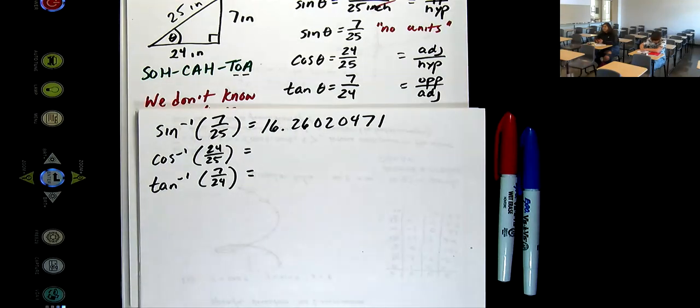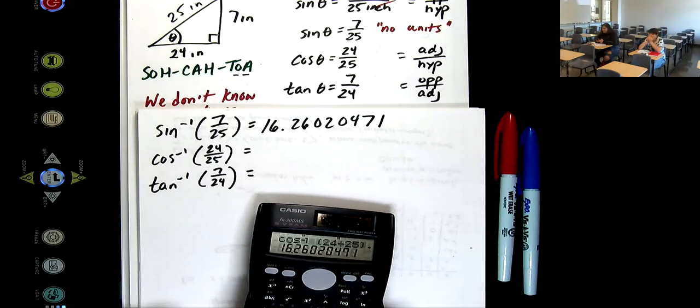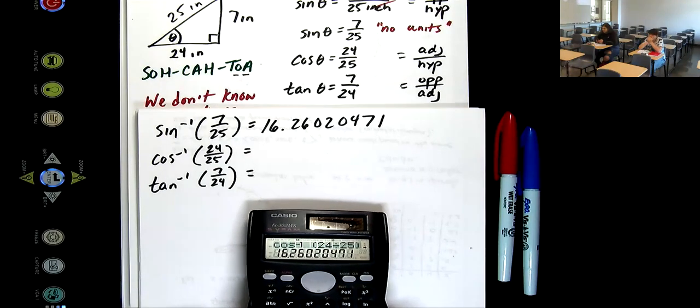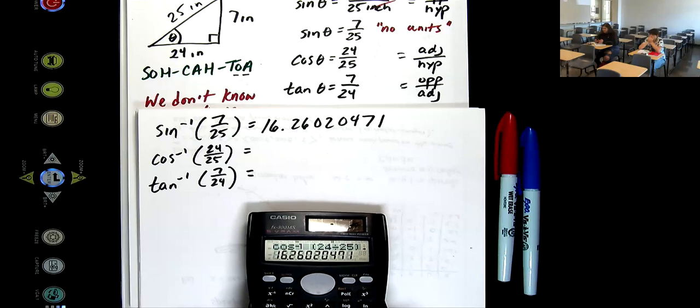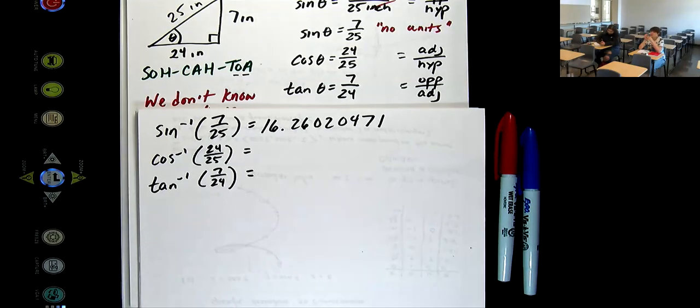Let's see here. See, it comes with some parentheses. I got 16.26020471 again. Yep. And when I do shift tangent inverse.